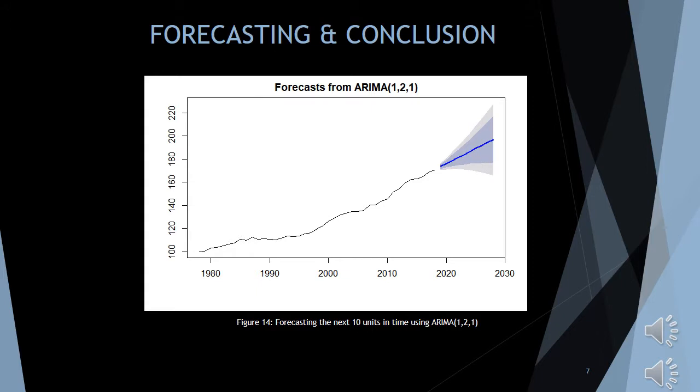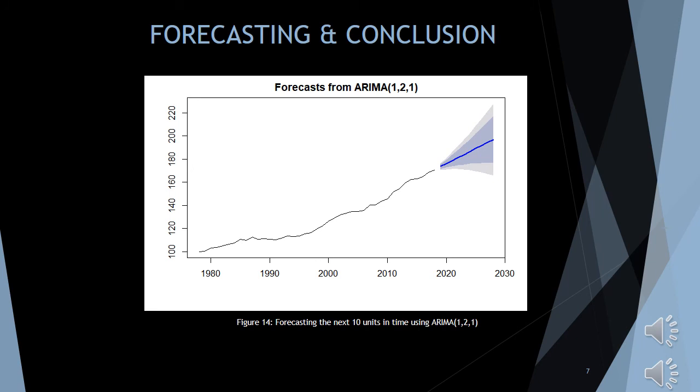Forecasting and conclusion. After analyzing criteria such as ACF, PACF, BIC and EACF, 5 models were obtained. Parameter estimation was done for all 5 models using CSS and ML, and from that ARIMA 3,2,2 was selected. ARIMA 1,2,1 seemed like a promising model as the lowest AIC and BIC were both obtained from that model.